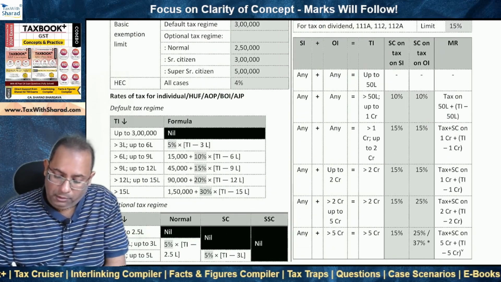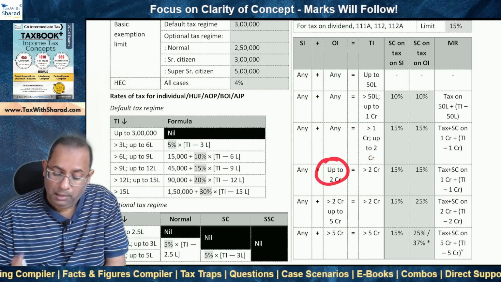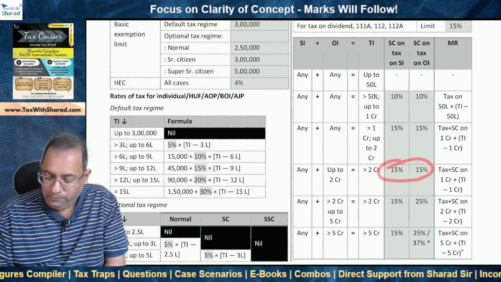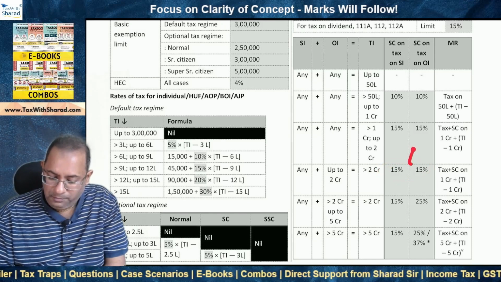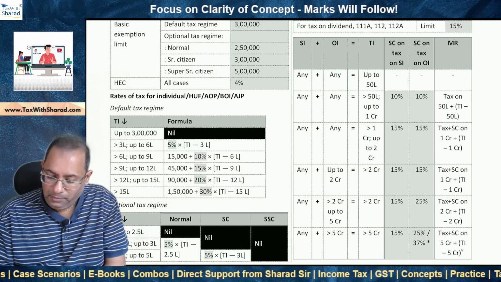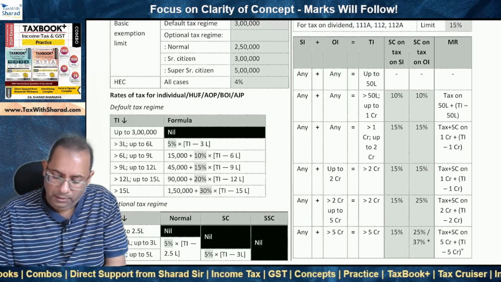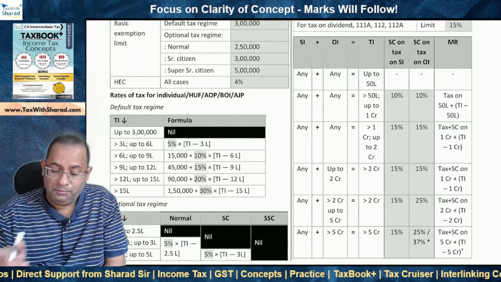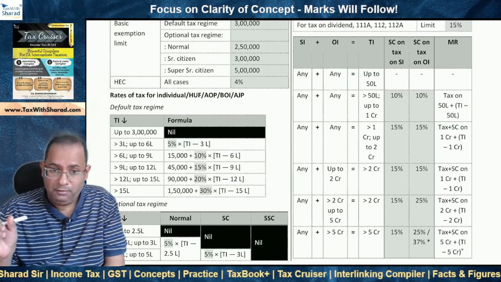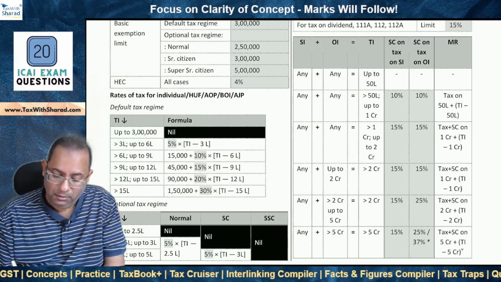Where the total income is more than 2 crore and the other income is up to 2 crore, then the rate of surcharge is the same as previous, 15%. And since the rate of surcharge remains the same, the formula for marginal relief is not actually very relevant. Marginal relief only becomes relevant when the rate of surcharge changes, it increases, and at that point, for a certain range of income, we need to determine whether marginal relief is available or not.